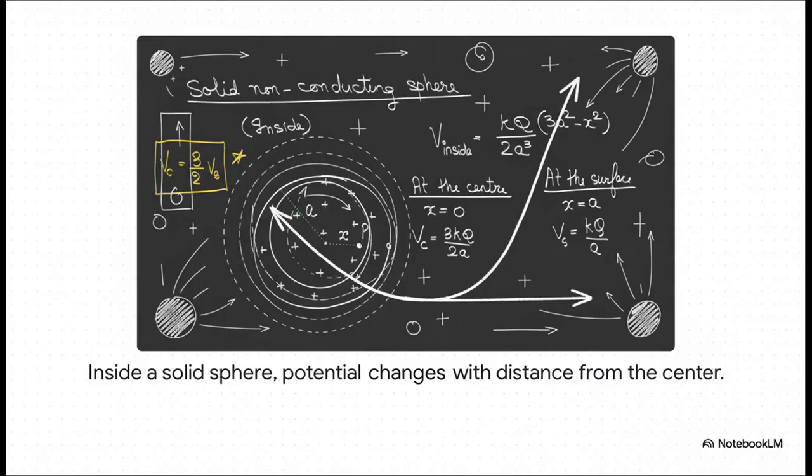Now, let's look at the solid sphere. Because the charge is distributed all the way through it, the situation changes completely. Unlike the hollow sphere, the potential inside is not constant. As you can see from the formula, it depends on the square of your distance from the center. It actually changes as you move around inside.